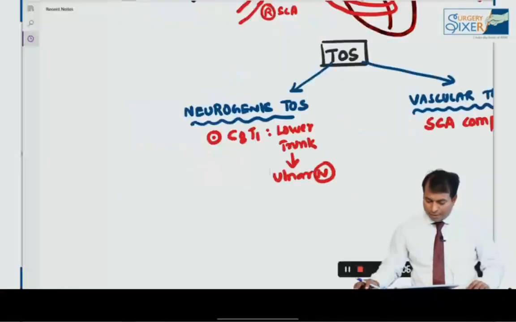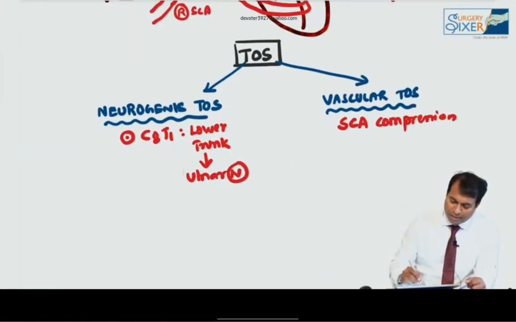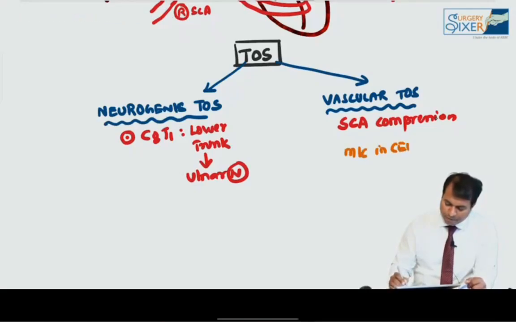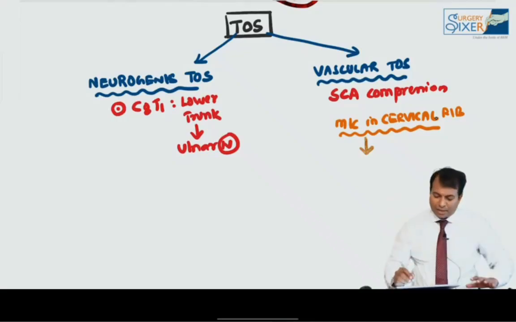So please don't forget, there are two types of thoracic outlet syndrome: neurogenic and vascular. Vascular thoracic outlet syndrome is more common in cervical rib. So what happens when there is a vascular compression? There will be claudication pain in the arm.